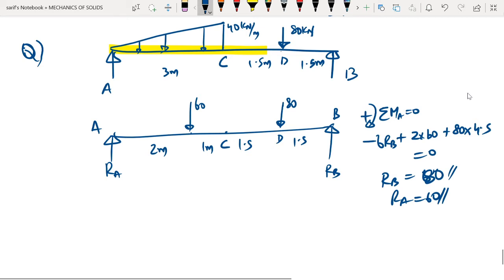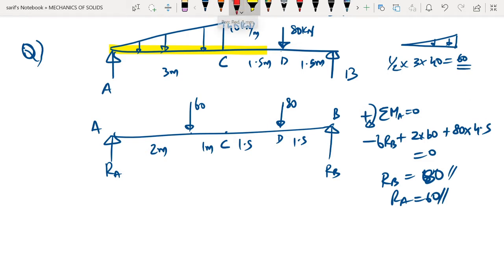So this triangular load can be represented by its equivalent. The equivalent of a triangular loading is, the magnitude of the load will be half into base into height. So half into base, which is 3 meter, into height, which is 40. We will get it as 60, and this would be acting at the centroid of the triangle. So this is 60 and it will be acting at the centroid.